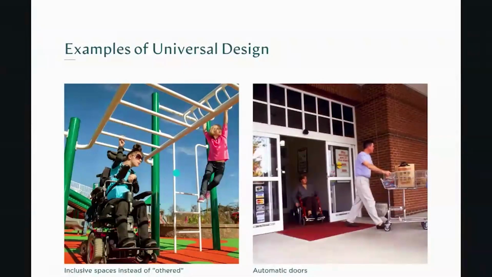So here with this playground is a good example of universal design, because somebody who uses a wheelchair can use these monkey bars just as somebody who isn't. And of course, automatic doors are a really, really good example of universal design, as in we use them equally.